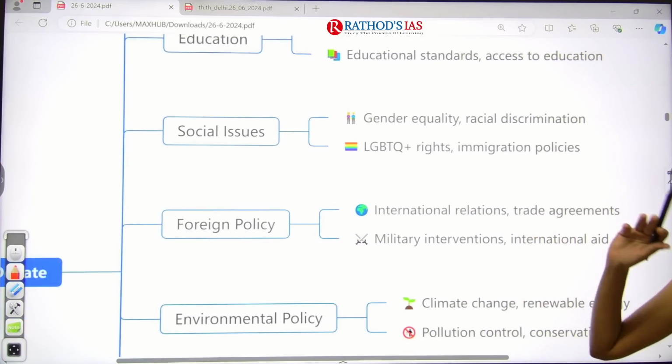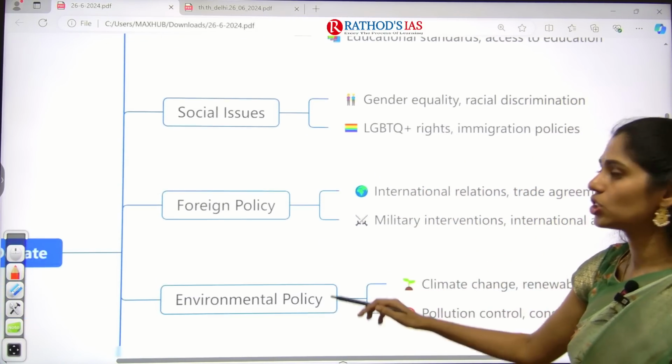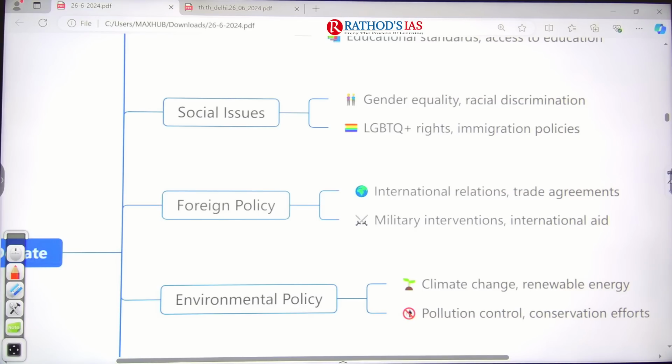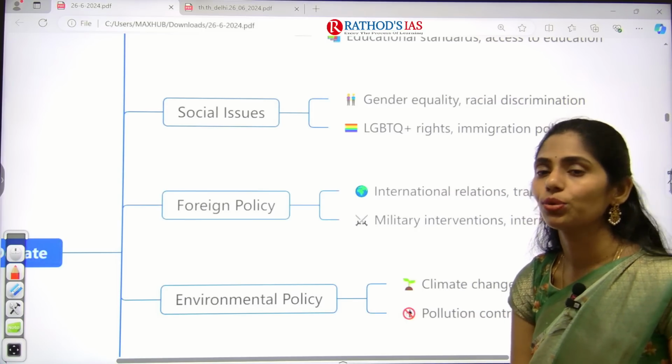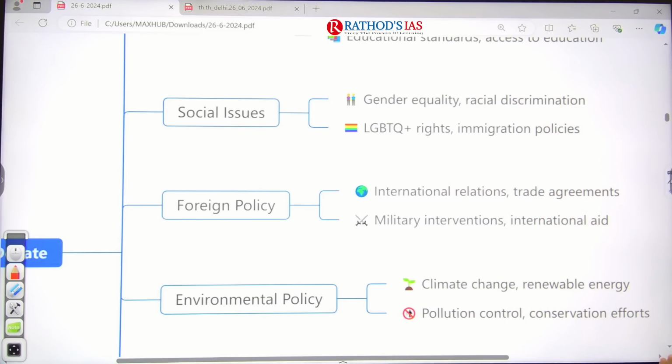And next important area of debate is social issues like gender inequality, which is a rising problem, and racial discrimination. And to talk about LGBTQ plus rights as well as immigration policies.